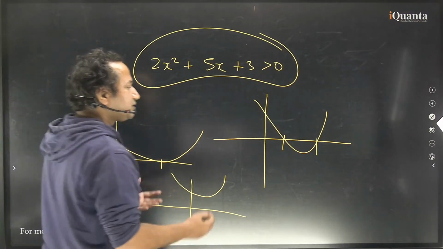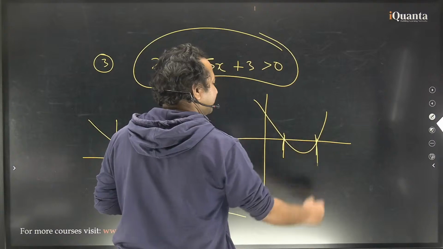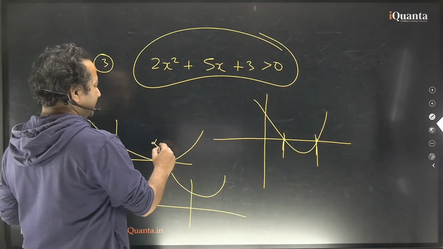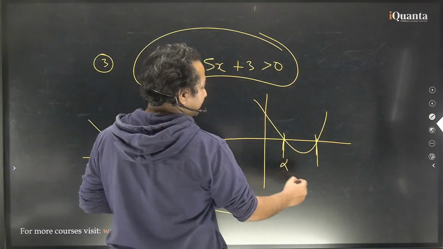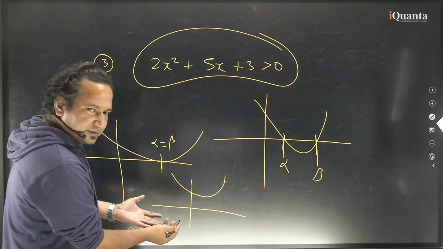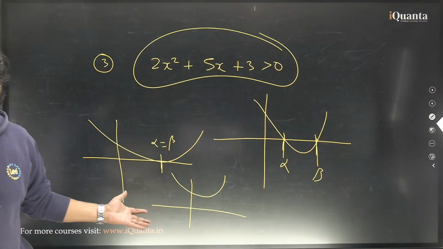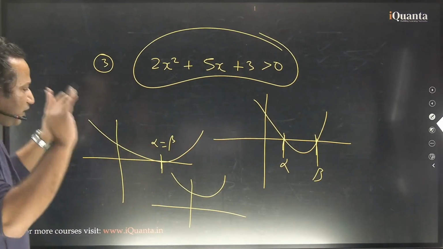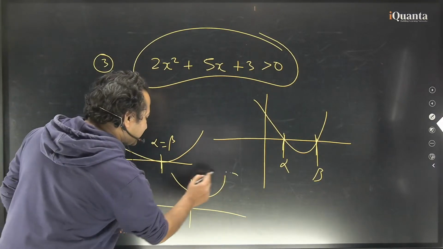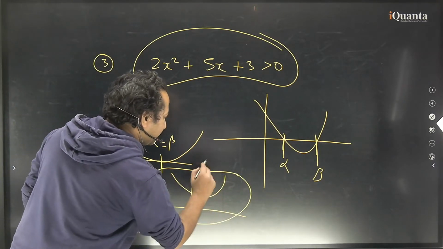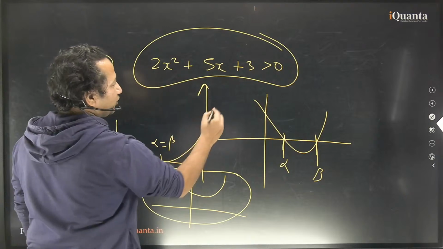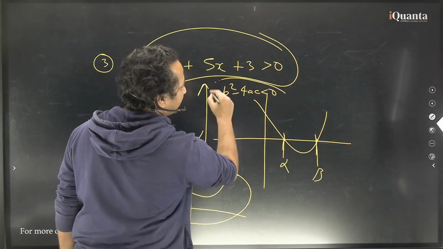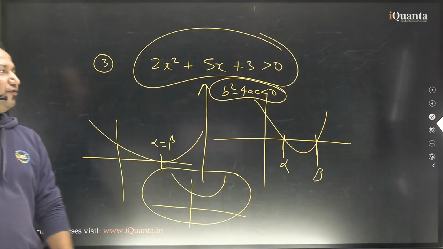What are roots? Roots are the points at which the graph touches or cuts the axis. Like here we have one root where alpha is equal to beta. Here, two distinct roots, alpha and beta. Here we don't have any roots. Roots are imaginary because the graph is not touching the axis. So if a quadratic function is always positive, that means we're talking about this case, so b square minus 4ac would be less than 0. Now remember this thing. This is very, very, very important.